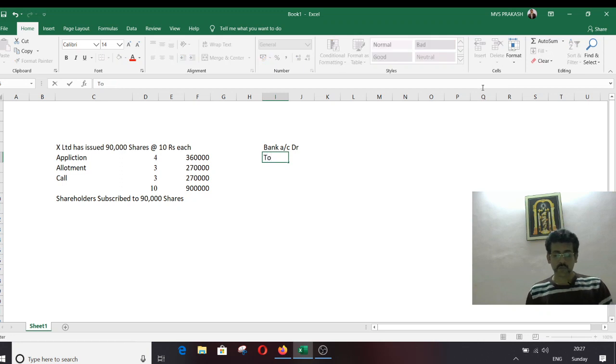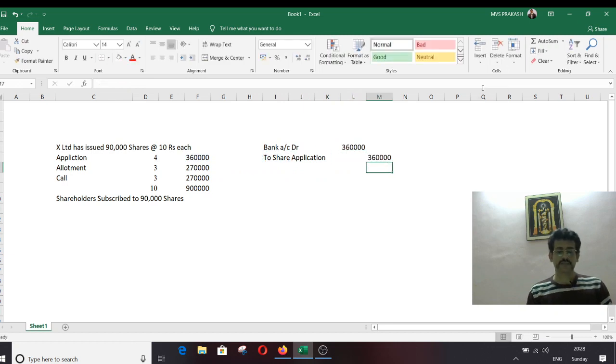To what? What is the purpose for which the money is received? Share application. You are sending this money on account of share application. So I will simply transfer this money to a share application account. The amount is 3 lakhs 60,000. Done. Now, ultimately, where does this have to be sent?